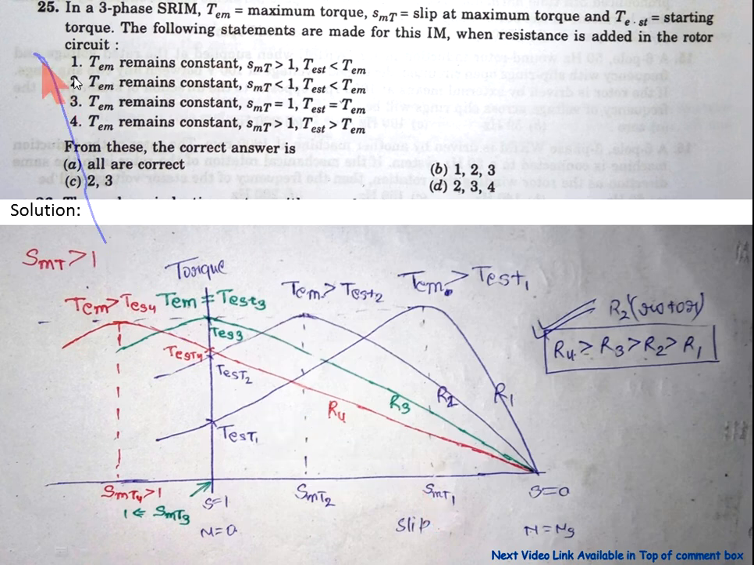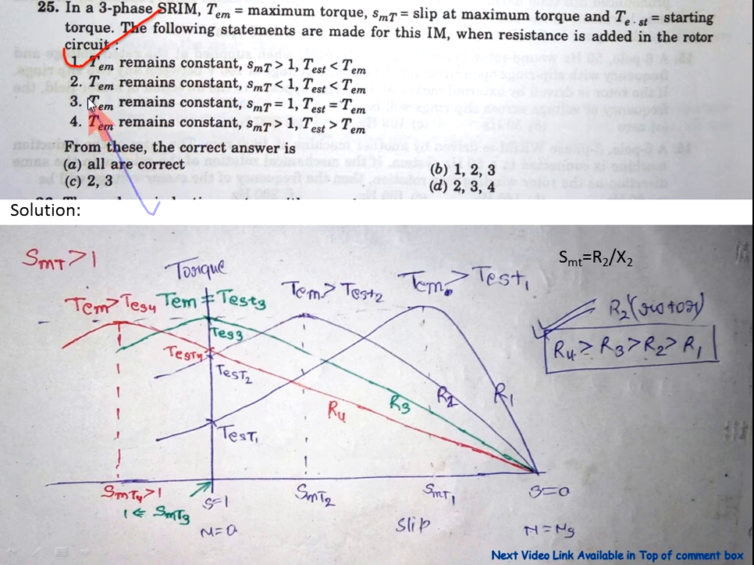Now in statement first, the TEM remains constant and SMT, the slip at maximum torque, is greater than 1. Now this is like in this region. In this region the maximum torque is greater than the starting torque. This is the starting torque. So the maximum torque is greater than the starting torque, so statement first is correct.